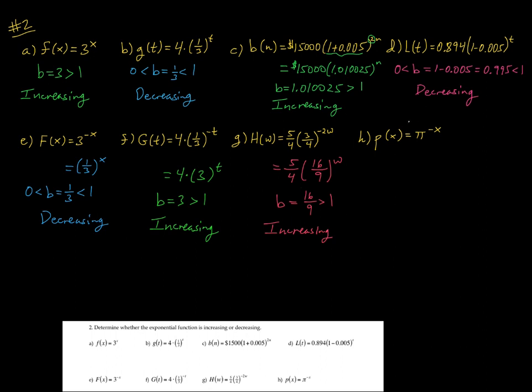And then finally for H, we have p of x is equal to pi raised to the negative x power. So that negative is going to say take the reciprocal, so 1/pi, raise that to the x, and 1/pi, that's about 1/3.14-ish. Well, that's going to be a number that is less than 1. So we have a base between 0 and 1, so that'd be a decreasing exponential function. All right, and that's going to do it for this problem. Thanks.